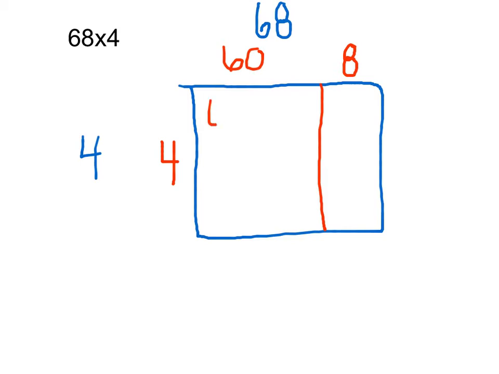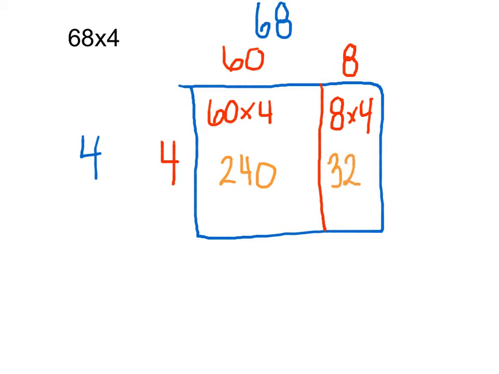So for the first problem I have 60 times 4, and for the next part of the array I have 8 times 4. I know that 6 times 4 is 24, and then I add the 0 at the end. I know that 8 times 4 is 32. Now I take those two answers because I want it to be all together, and I have 240, and I add 32 to it. So I have the whole array and not just different parts.